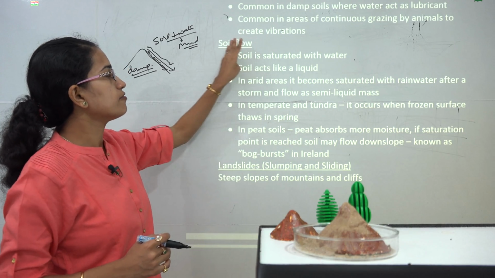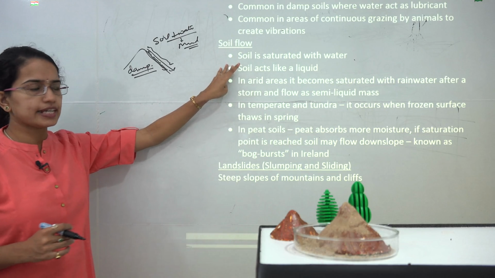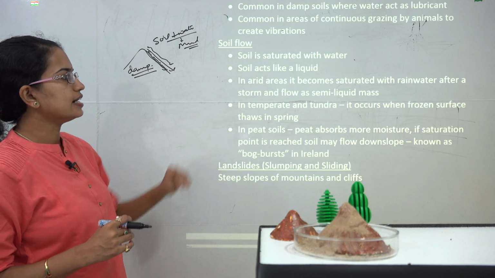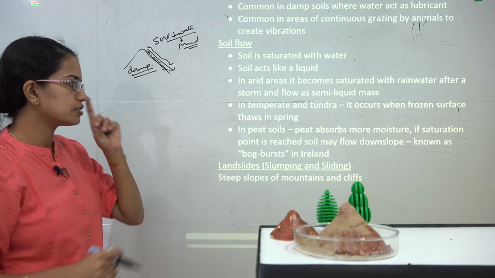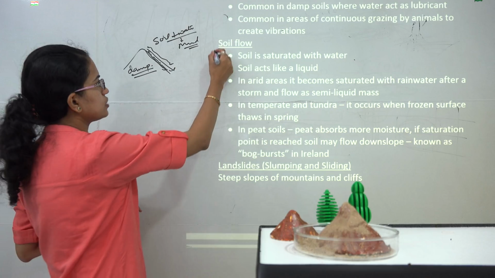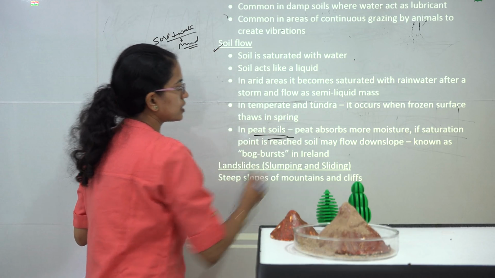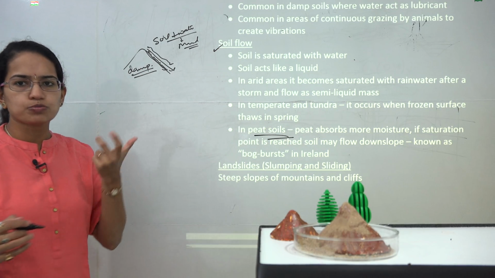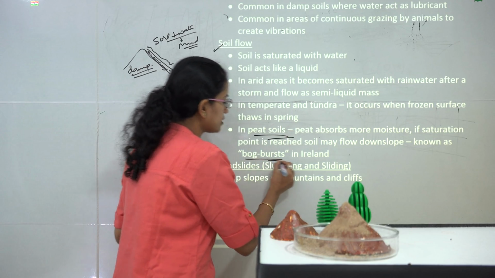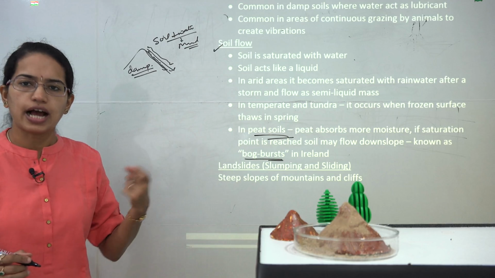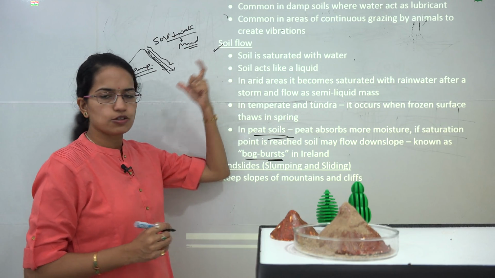Again, this soil flow is very common in arid areas, because in arid areas the saturation comes with the rainwater and you have a continuous movement that is seen. Again, soil flow is seen in peaty soils where the peat absorbs most of the moisture that is there, and sometimes this is even known as a bog burst in Ireland. So those are the examples of soil flow.